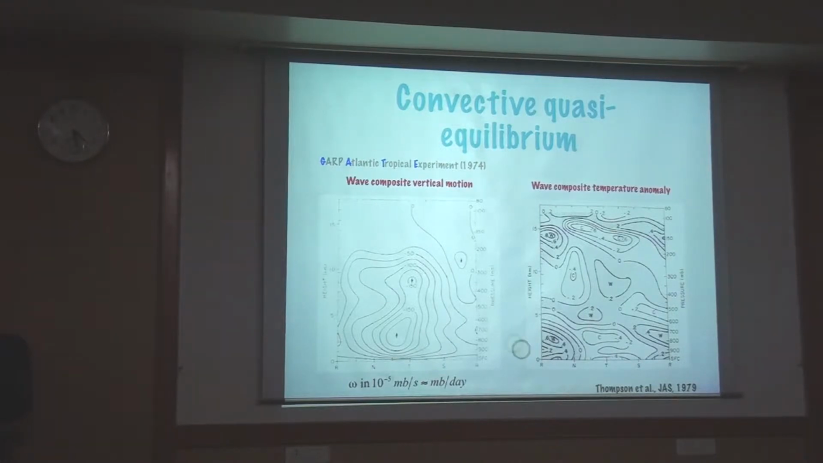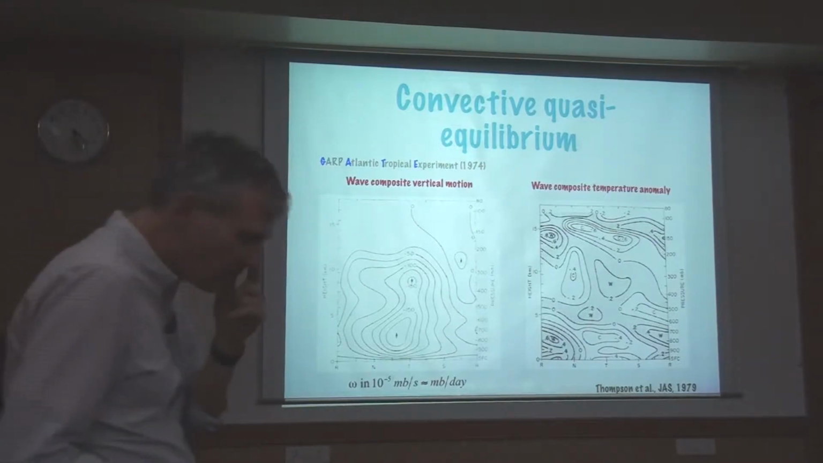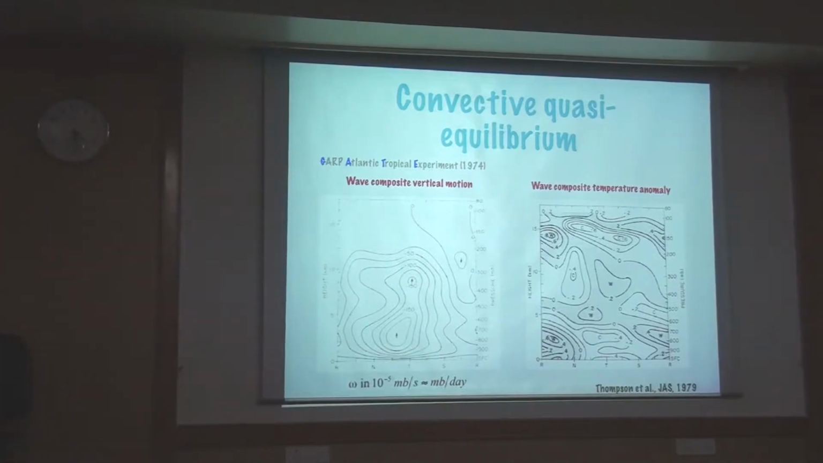So what they found in this experiment is they measured vertical motion, and this is a composite of the vertical motion. This was in the Atlantic. They were interested in these African easterly waves. They came over the Atlantic, and convection was associated with them, and they wanted to figure out how. So they made a composite wave, which you see here.